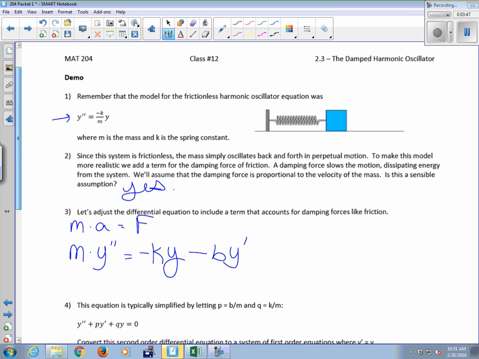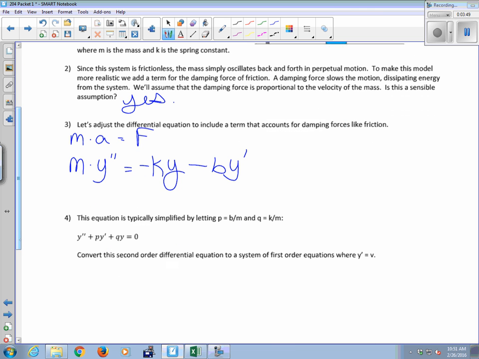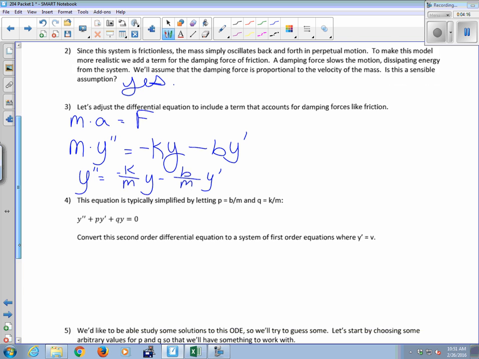And then when we solve for y double prime here, to get that by itself, you end up with y double prime is negative k over m y minus b over m y prime. And then just to make this look a little simpler, you typically let b over m be represented by p and k over m be represented by q. So we have y double prime plus p y prime plus q y equals 0.